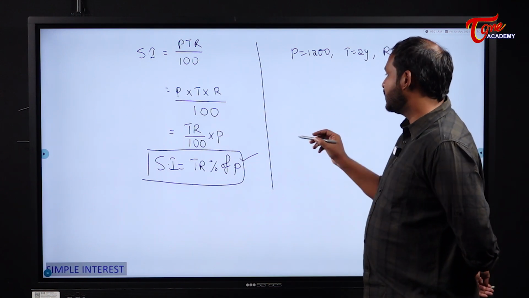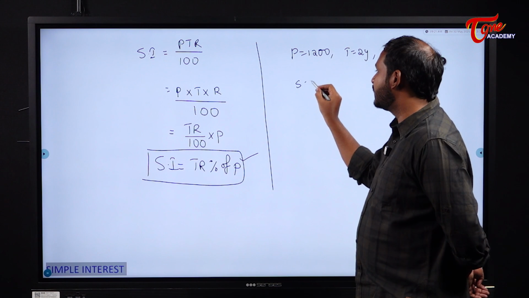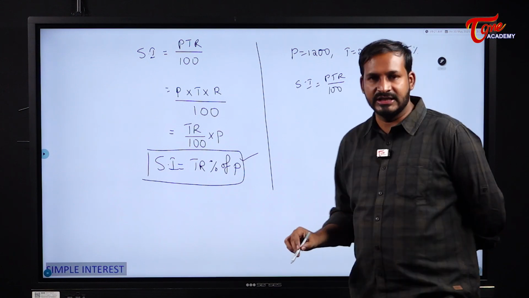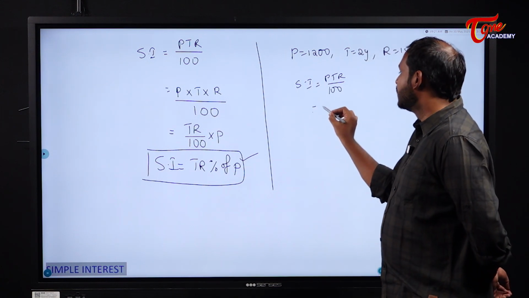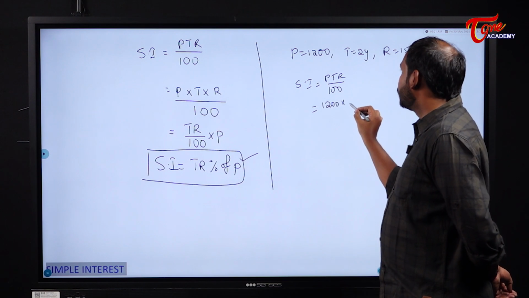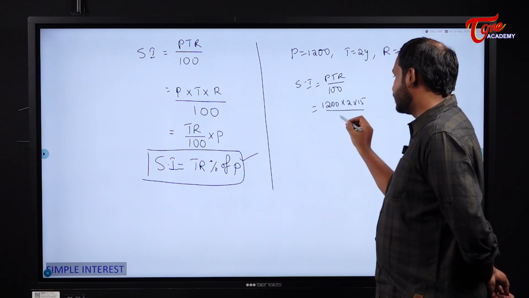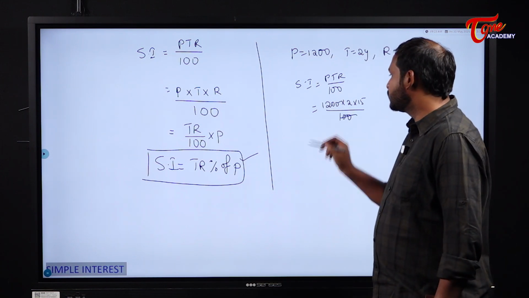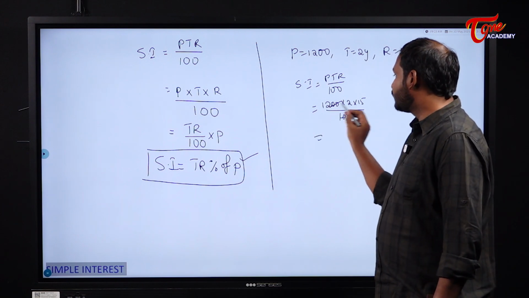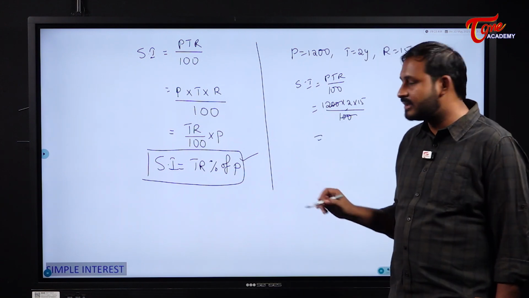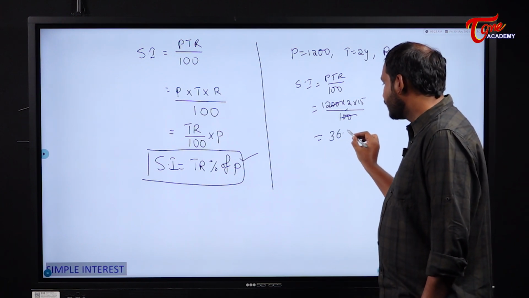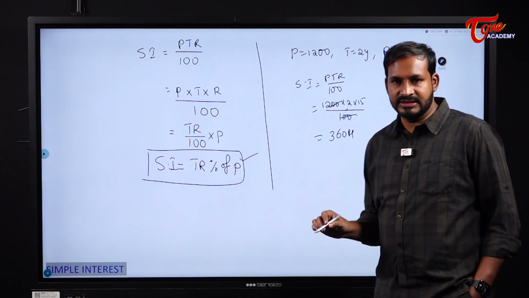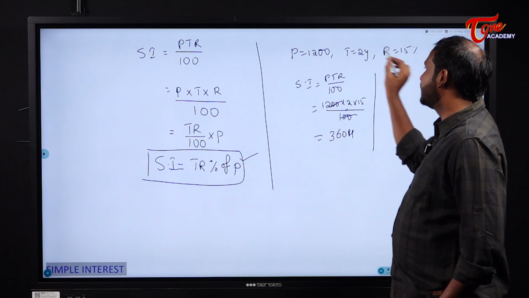Okay. So now see here, students. Generally, if I want to solve for simple interest, what do I used to do? PTR by 100. This is the standard or traditional method. What will happen here for us? 1200 into 2 into 15 by 100. 2 zeros get cancelled. 12 2s are 24. 24 into 15, what does it become? 360. Okay, that means the interest which I need to pay here is 360 rupees.